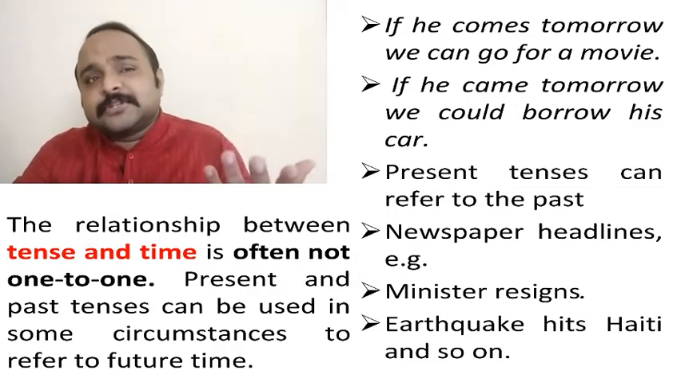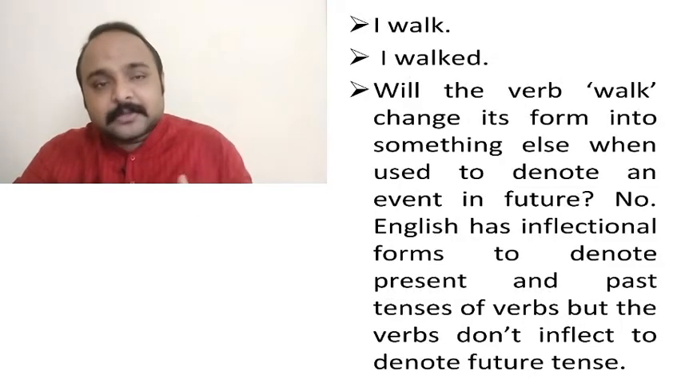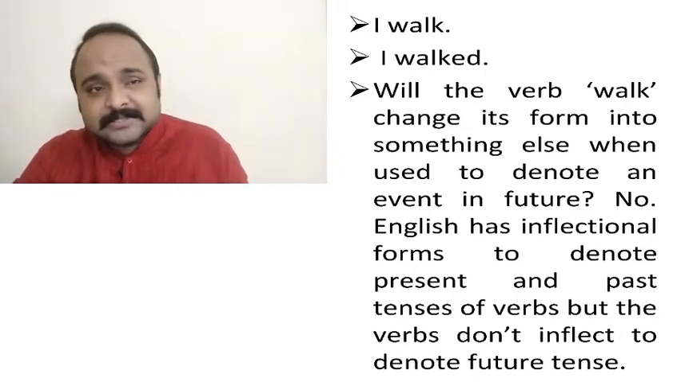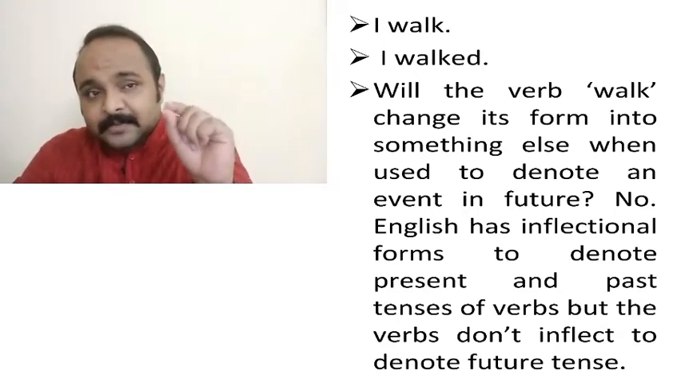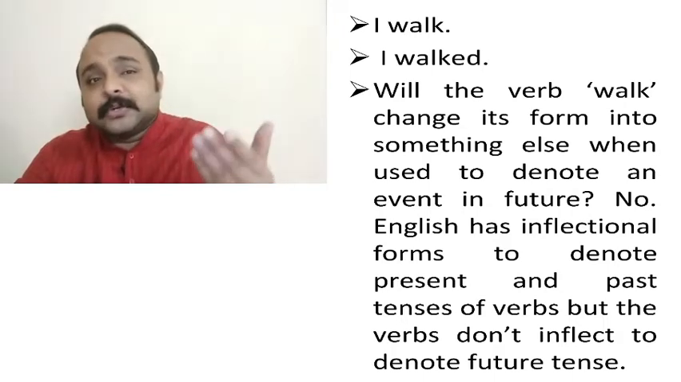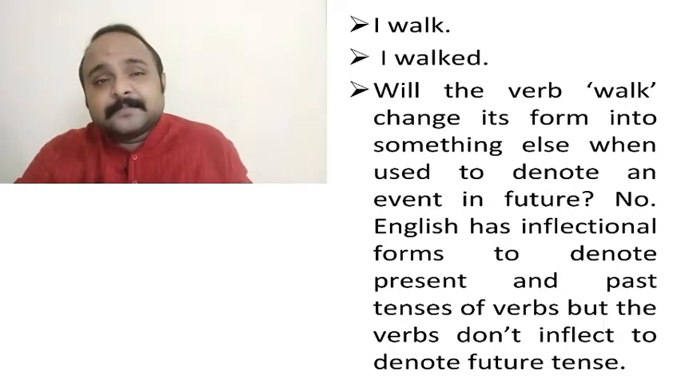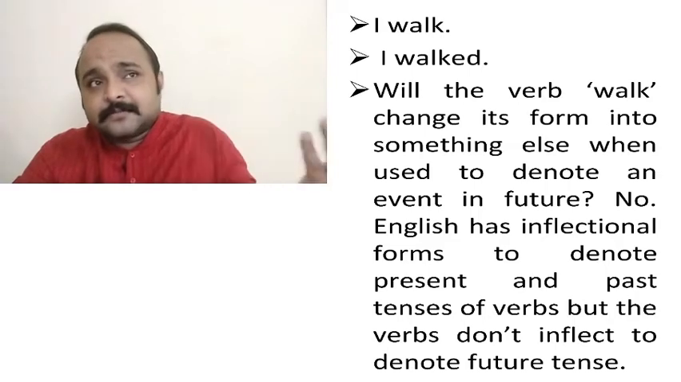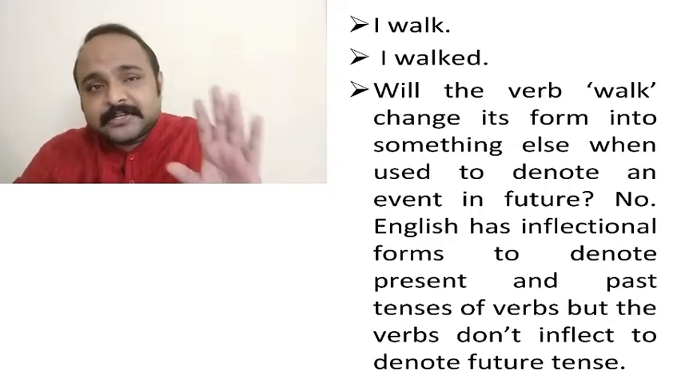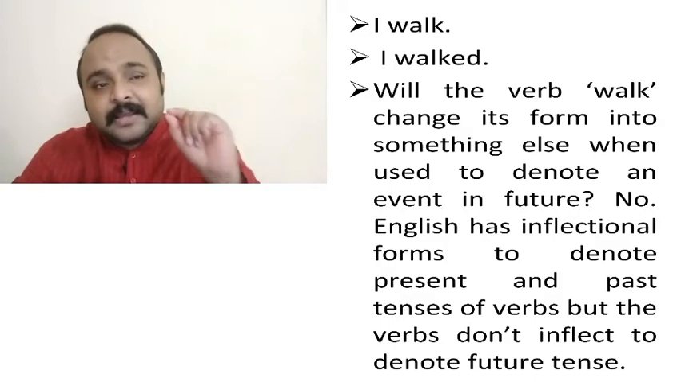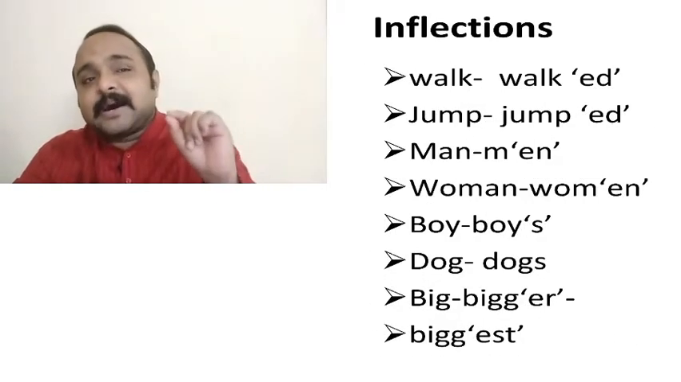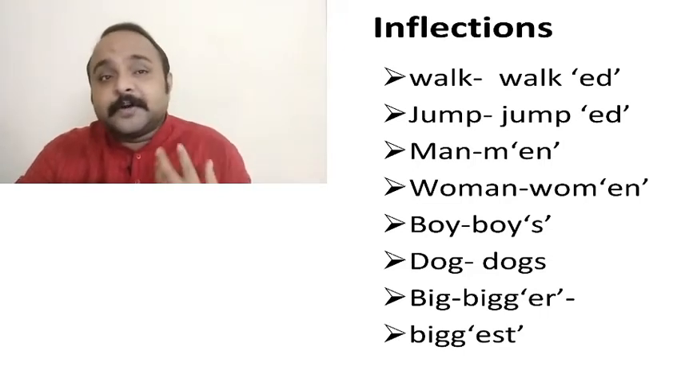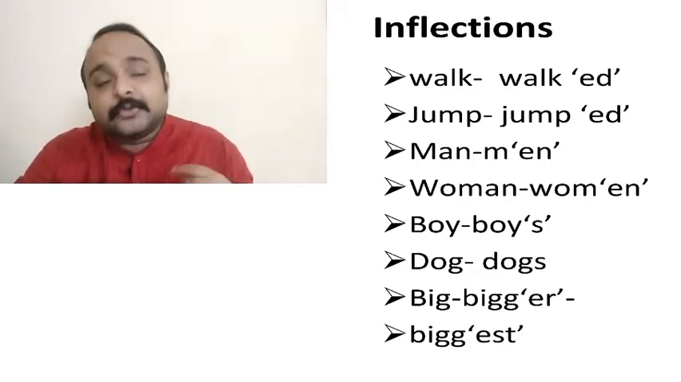What about the future? I walk is in the simple present tense. I walked is in simple past. Will the verb walk change its form into something else when used to denote an event in future? Walk, walked. So what happens in future tense? It won't change. It remains the same. English has inflectional forms to denote present and past tense of verbs, but the verbs don't inflect to denote future tense.